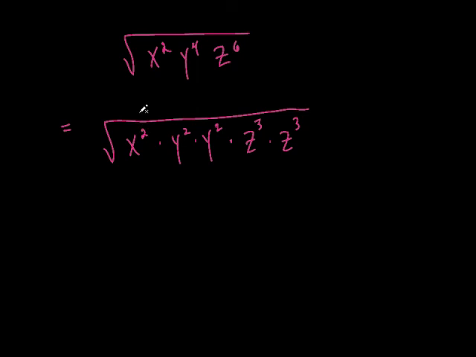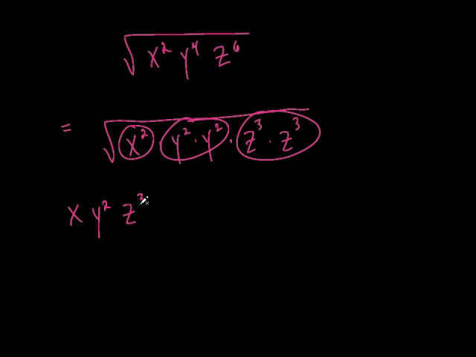What am I trying to do? This is a pair, isn't it? So what's the square root of x squared? It's just x. I paired these together, didn't I? All right, so what's that going to be? y squared. I paired these together. What's the square root of z cubed times z cubed? It's just z cubed. Is there anything left after I got rid of this, this, and this? Nope. There's not. And that's how you do it.